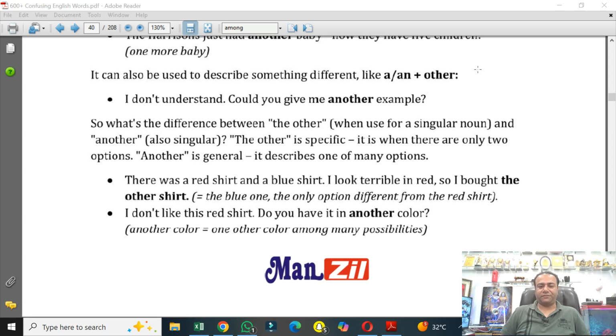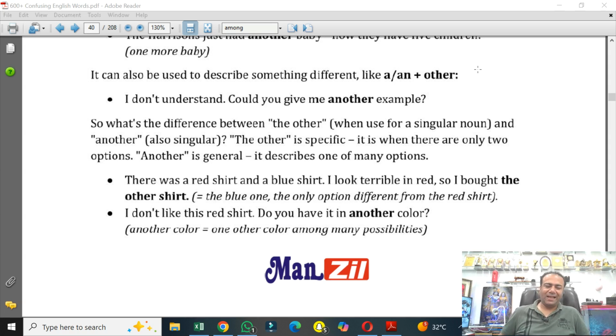The other is specific. It is when there are only two options. Another is general. It describes one of many options. For example, there was a red shirt and a blue shirt. I look terrible in red, so I bought the other shirt. As equal to the blue one, the only option different from the red shirt.